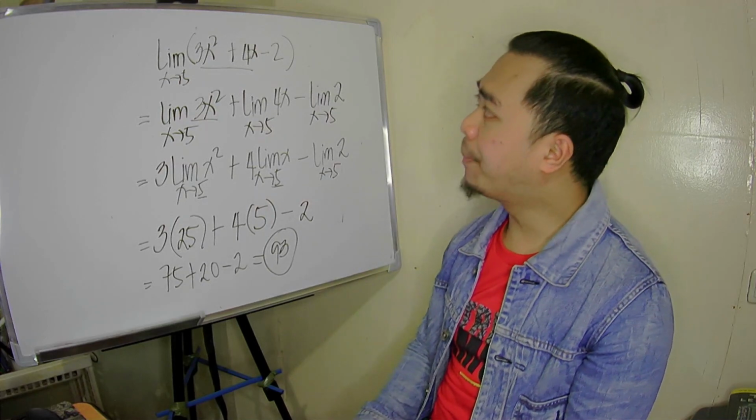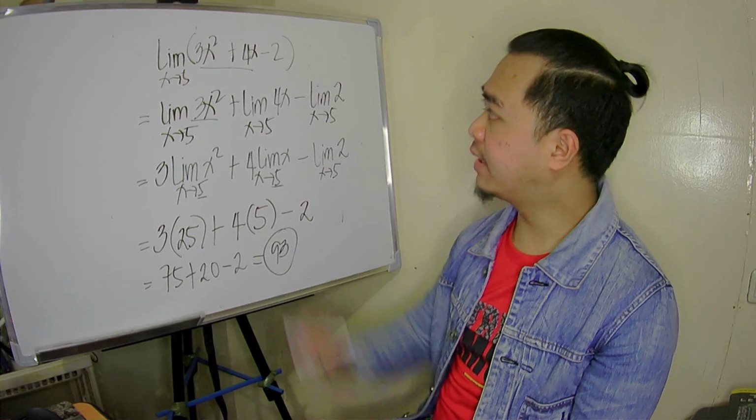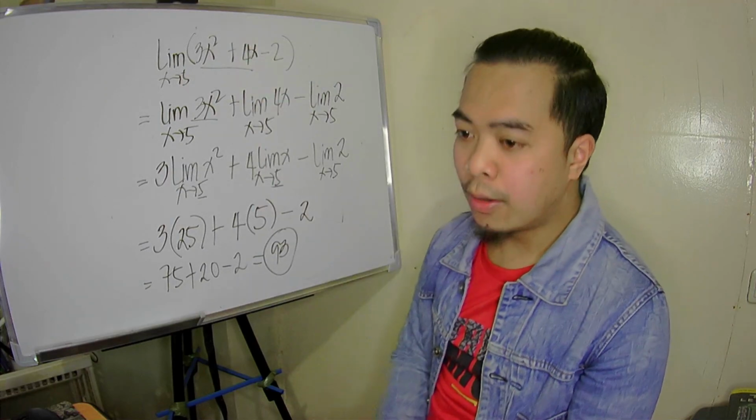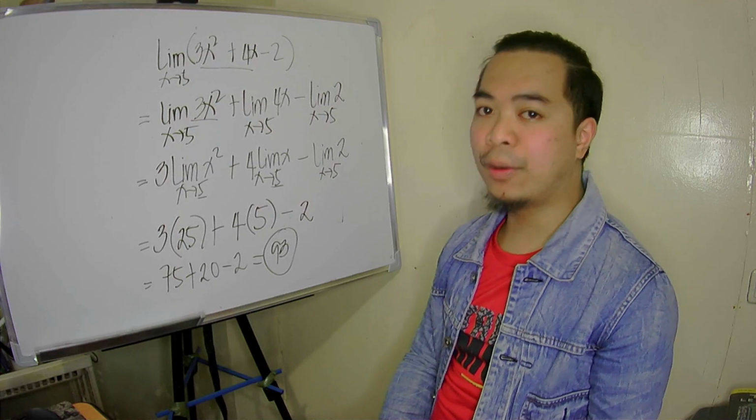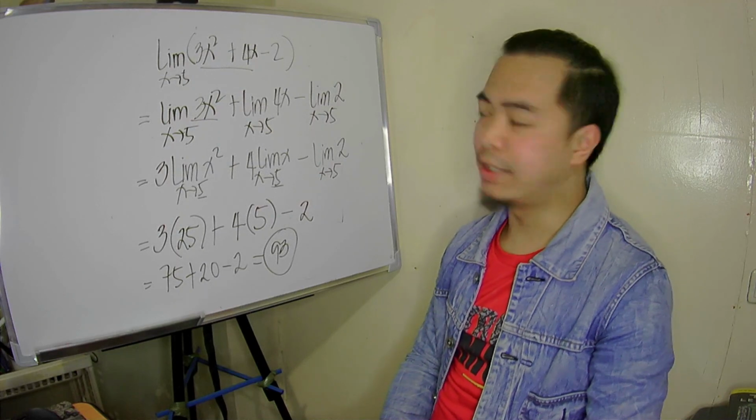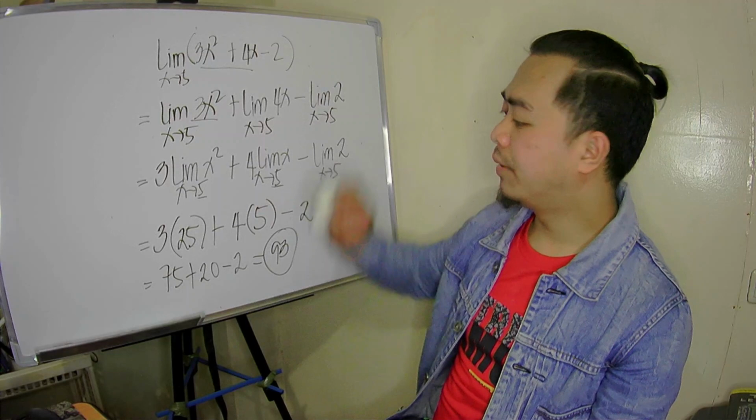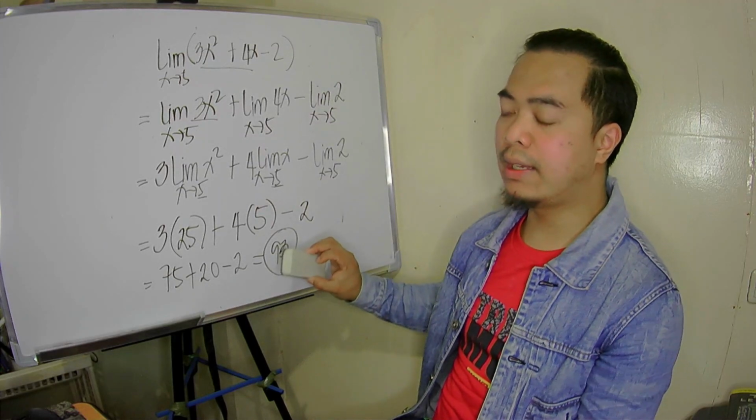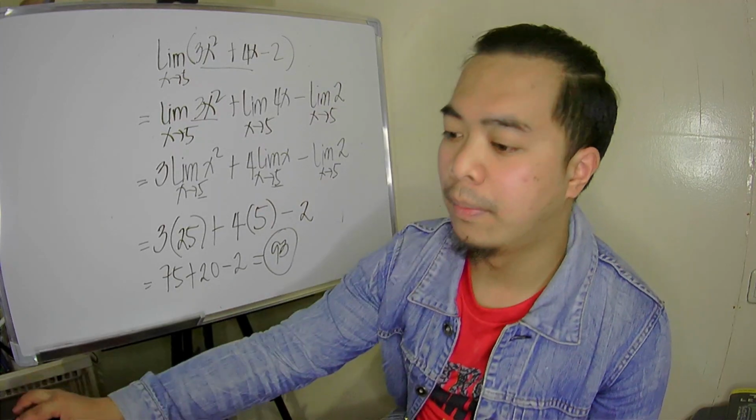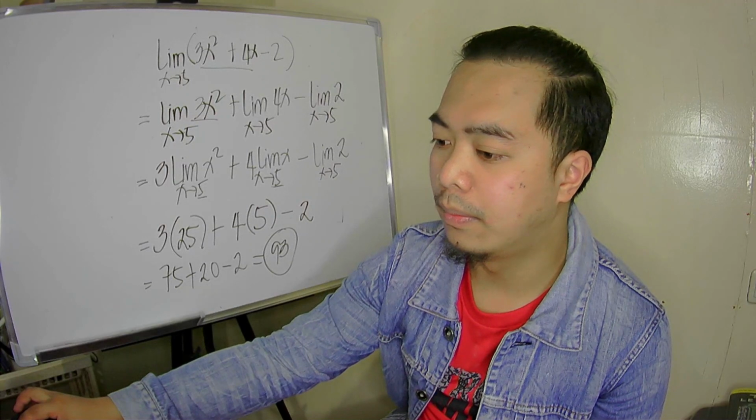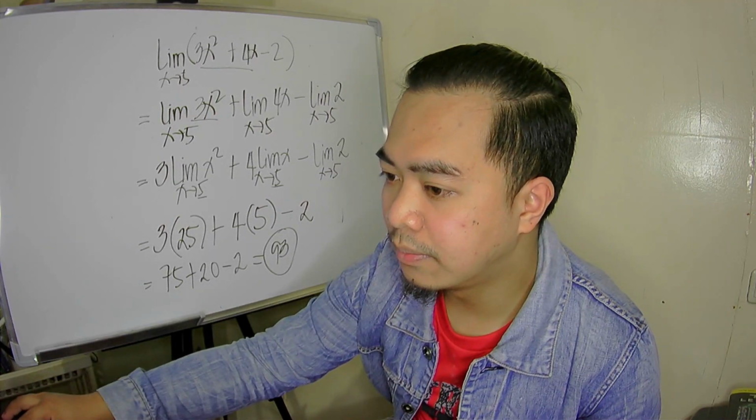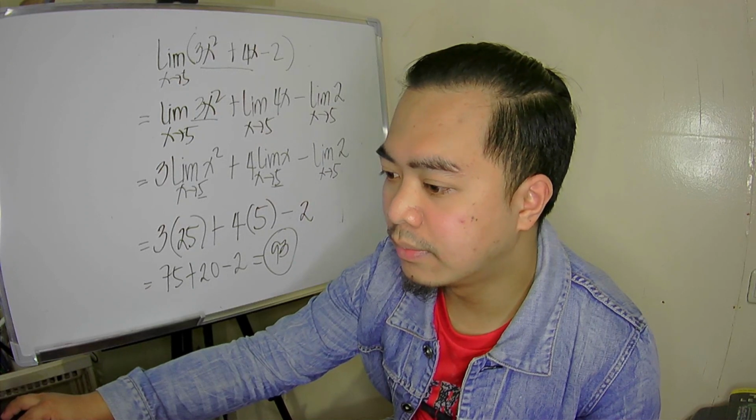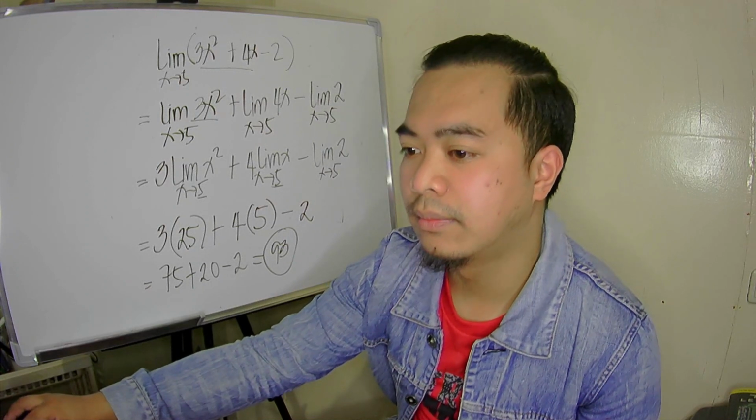Ganun din kapag product yan, product yung function natin or a quotient. We will apply the product property, the quotient property all at once para mas mabilis. So let me erase this one unless you have a question. Questions? May tanong? None, sir. Okay.